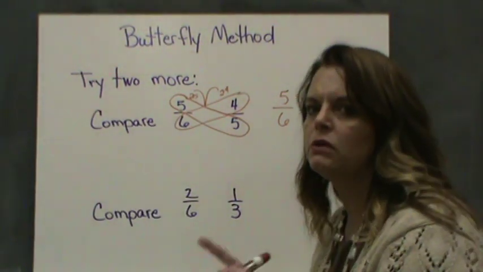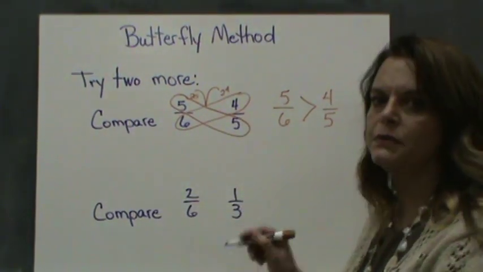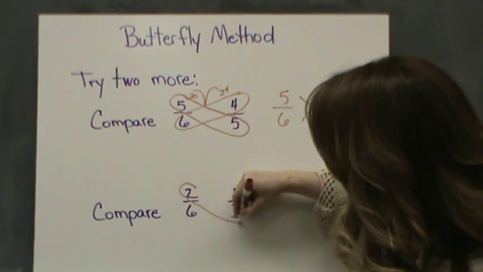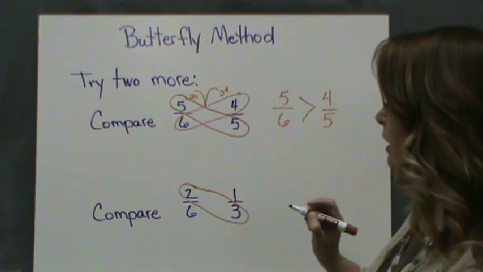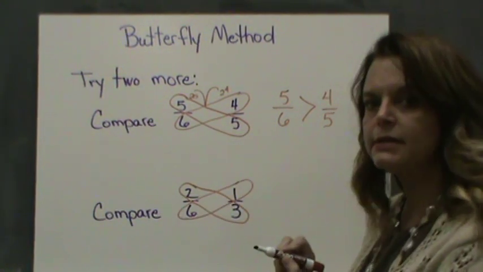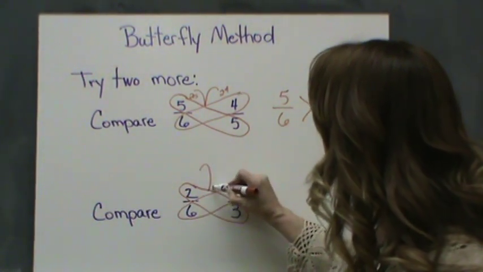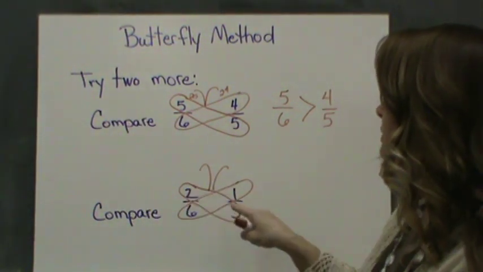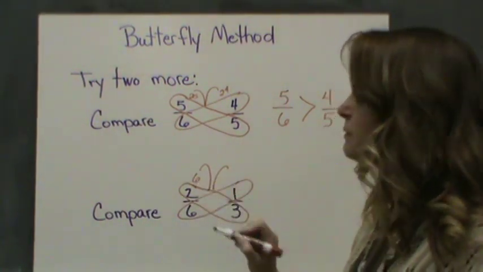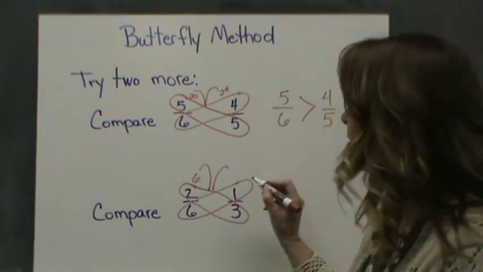All right, one more. 2/6 compared to 1/3. So I can get them in order. I'm going to do 2 times that 3. I'm going to do 1 times that 6. Got my wings in. Now I got to do my antenna. My antenna. Numerator times denominator. 2 times 3. My product is 6. 6 times 1. My product is 6.